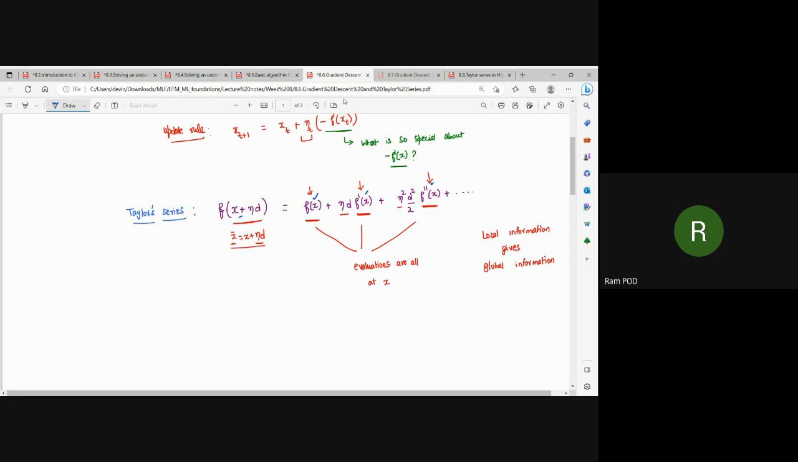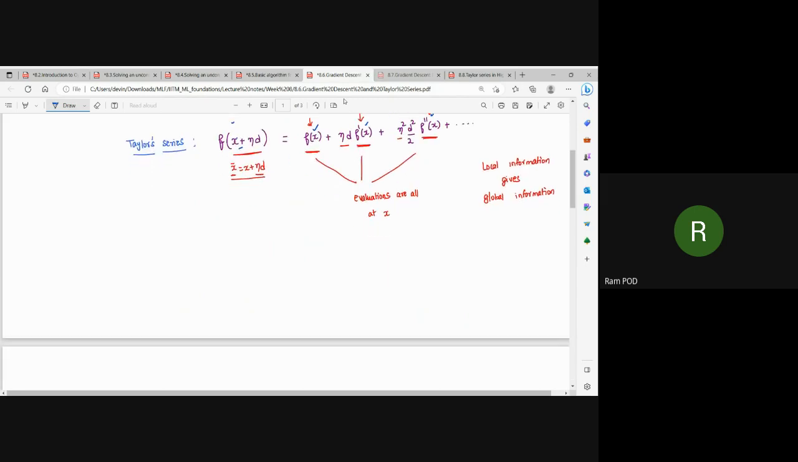It gives you global information, if you have the entire local information. You should have the entire local information. That's what is important.